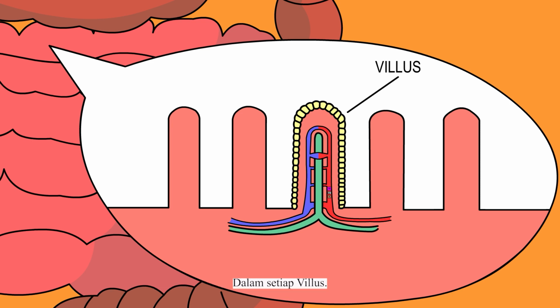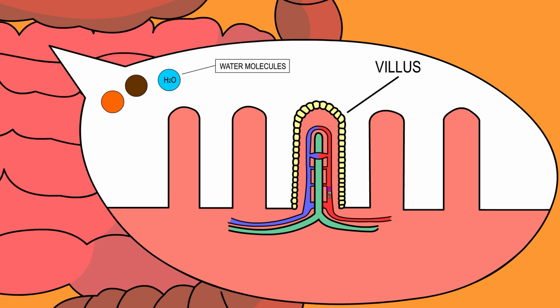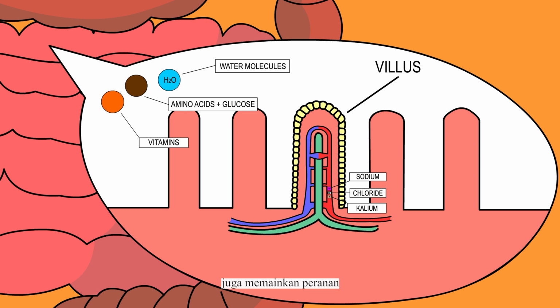In each villus, the water molecules will get absorbed from the epithelial cell into the blood capillaries by the process of osmosis. Other molecules that will also get absorbed into the blood capillaries include glucose, amino acids, vitamin B, and vitamin C. The minerals in our blood, such as sodium, calcium, and chloride, also play a role in water absorption.